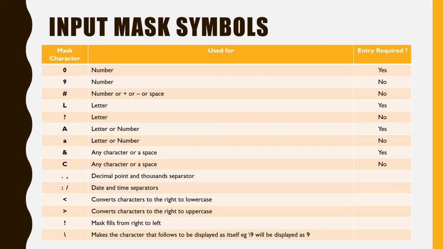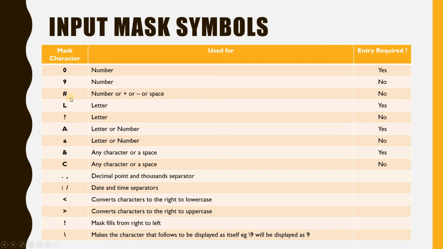A combination of different symbols is entered, which defines the way in which data in that field is expected to be entered and how it will be shown. The symbols used are shown here on the screen. So, if we want to indicate a number, we use a 0 if it is required, and a 9 if it's not required.